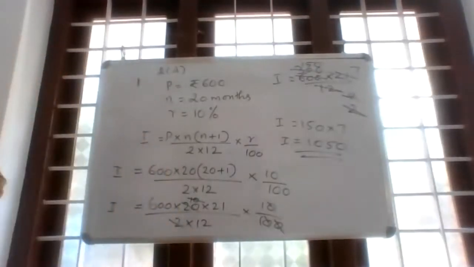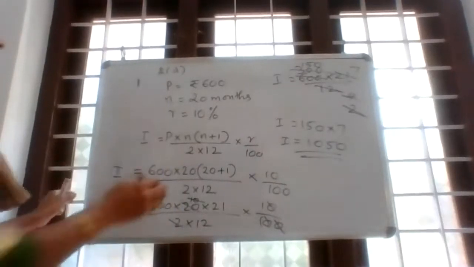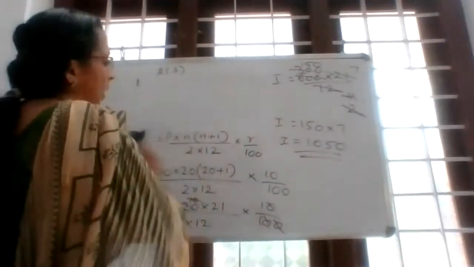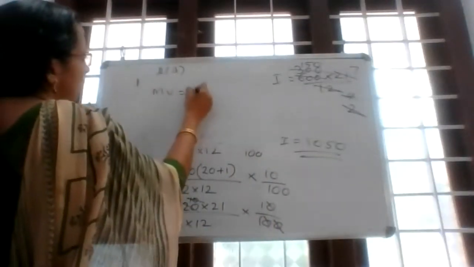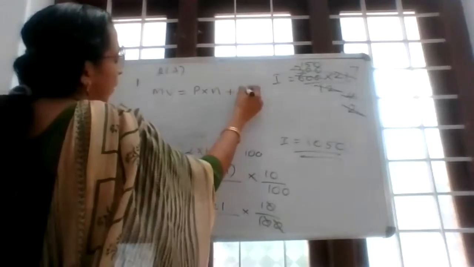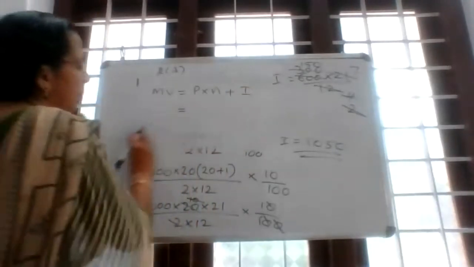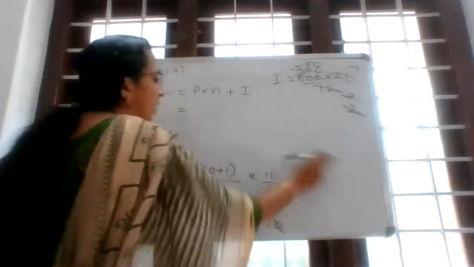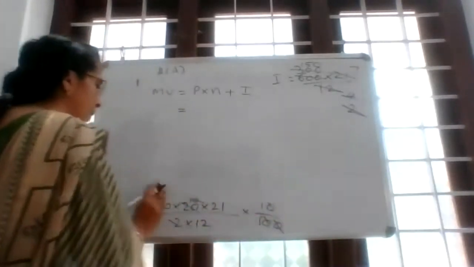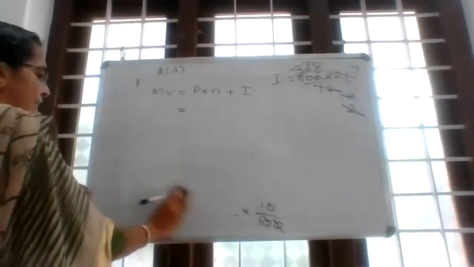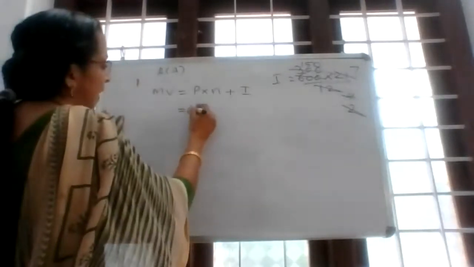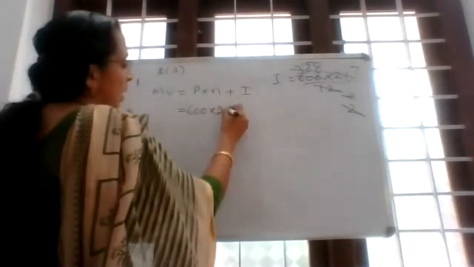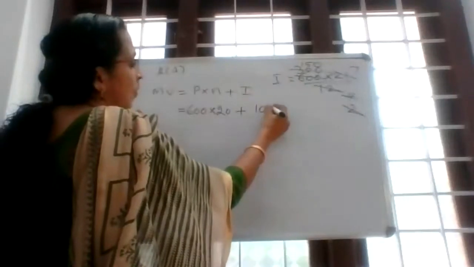Maturity value is equal to P into N plus I. I think you can do P into N in the working column. P is what? Directly you can substitute here. P into N, P is 600 into N. How much is N? N is equal to 20. Plus I, we got it as 1050.